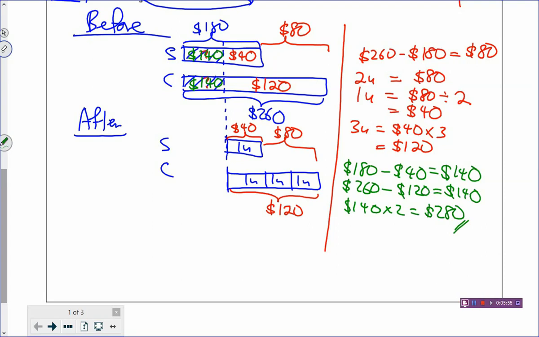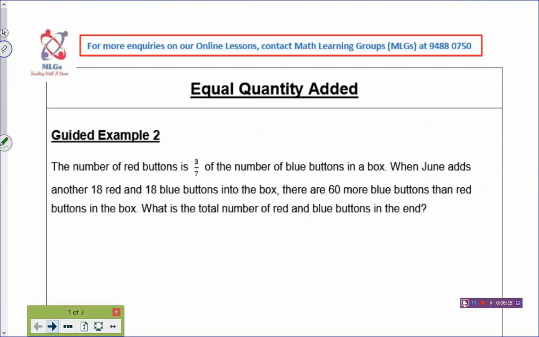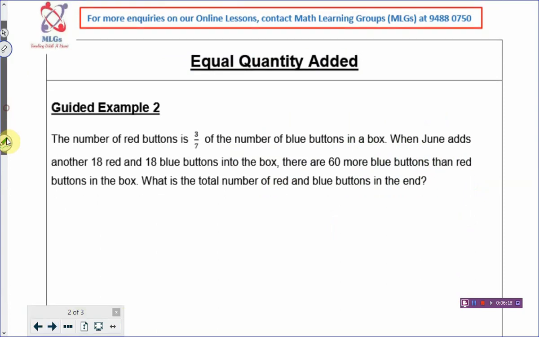Alright, so that's how you draw the before and after model, and the difference is unchanged. Alright, and how to draw the equal parts, or how do you cut away the equal parts? You make use of dotted lines to help you to cut equal parts. Alright, and then you can see that both of them have spent equal parts. Okay, alright, let's go to question number 2, and let's look at one more example.